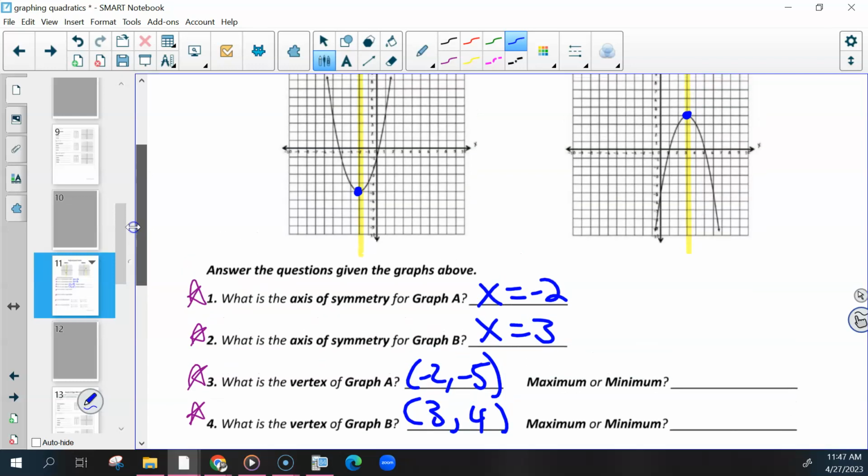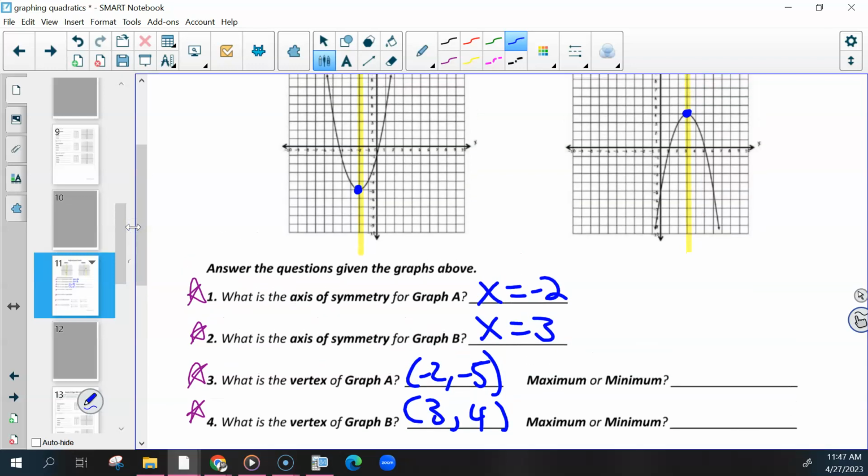And then to test your knowledge. Is this the lowest, the minimum, or the highest, the maximum point? Copy. Minimum. And then for graph B, is that your lowest, your minimum, or your highest, your maximum? Copy.